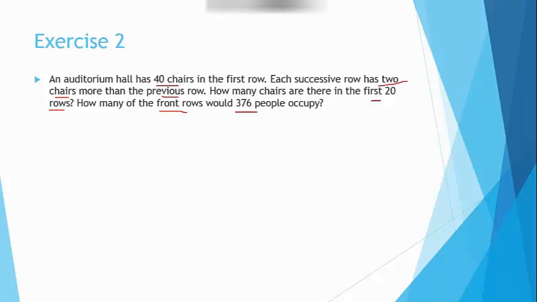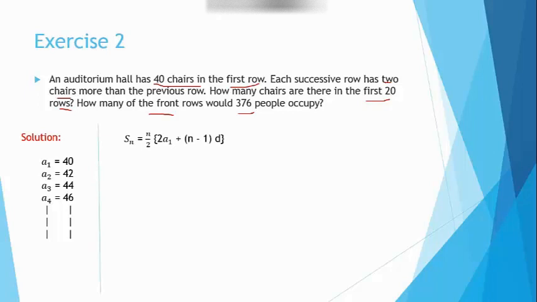All right, by drawing a small diagram, we can get a clear understanding about this question, or else we can also have a small description like this. So the first row has 40 chairs, and each successive row increases by 2. First we need to find out the number of chairs in the first 20 rows. In order to do that, we need to use the formula for the sum of the n terms of an arithmetic progression. The value of n is 20 here.